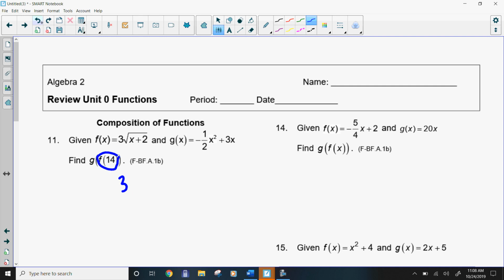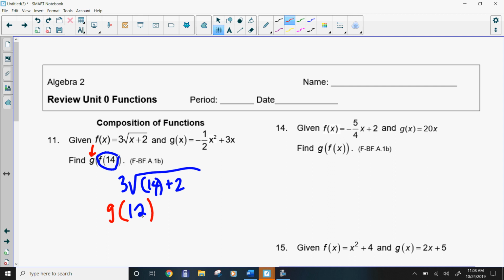Actually, let me undo that real quick. So I'm going to put the square root, parentheses, plus 2, and I'm going to put the 14 inside. Now, if you type all this in the calculator exactly how it looks, the answer is going to say 12. Once we get the 12, now we go into the second problem and we plug in the 12.